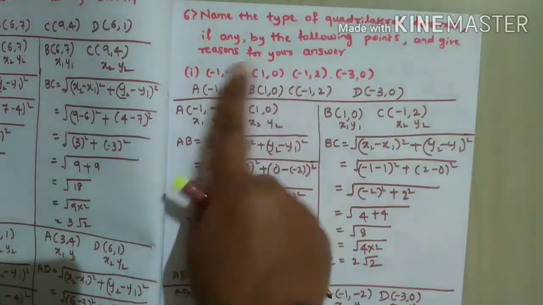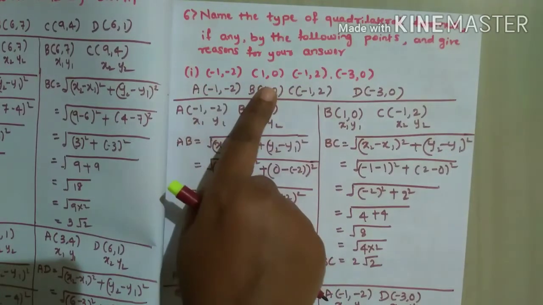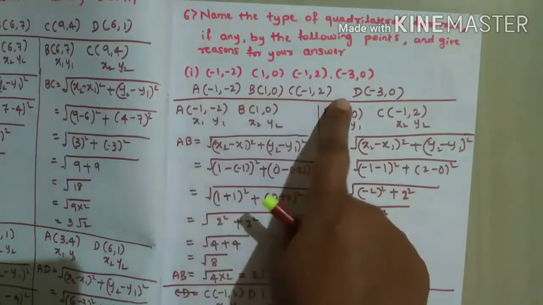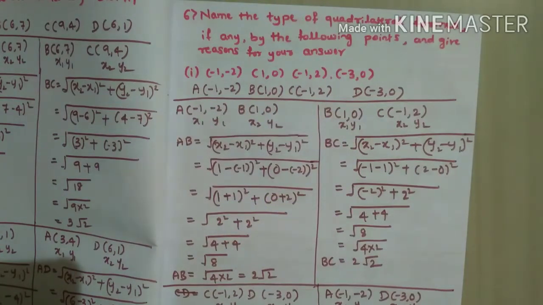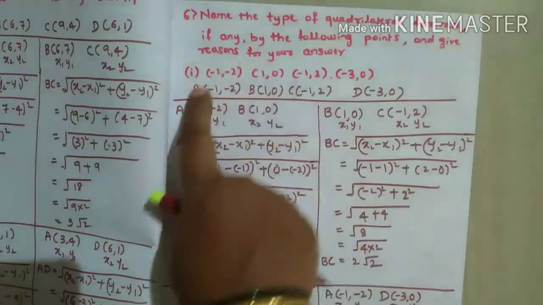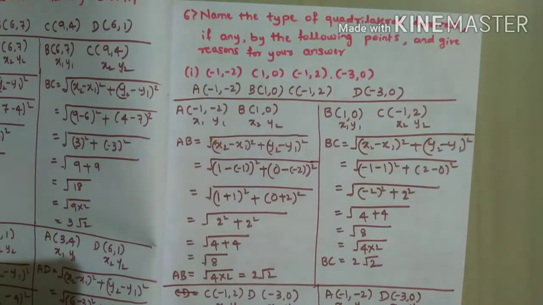I will take these points as the first point A, the second point B, the third point C, and the fourth point D. Means ABCD is a quadrilateral. We have to identify which type of quadrilateral it is. So for that we have to find the length of AB, BC, CD and AD. After finding the lengths, if all the sides are equal, we can say that the quadrilateral is a square.